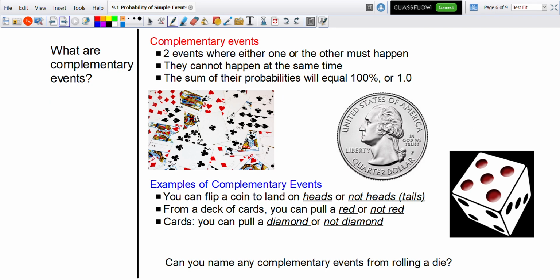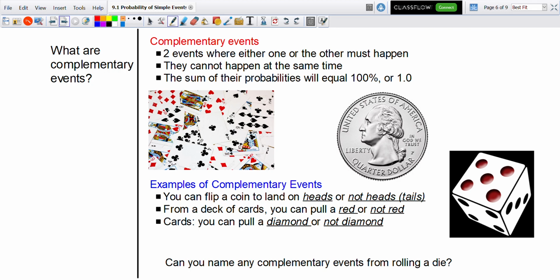Okay, so moving on a little bit to complementary events. I know there's a lot of words here, but it's something that you guys can handle. Complementary events are two events where either one or the other must happen. It's called being mutually exclusive. So either this or this will happen. They cannot happen at the same time, right? When I do my experiment, they can't both happen. And the sum of their probabilities will equal 100%. It's a certainty that between these two events, something will happen.